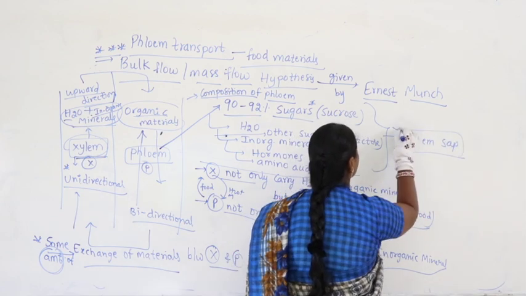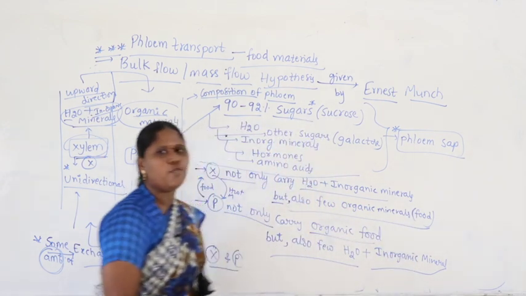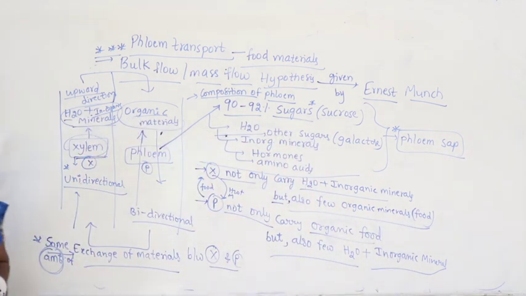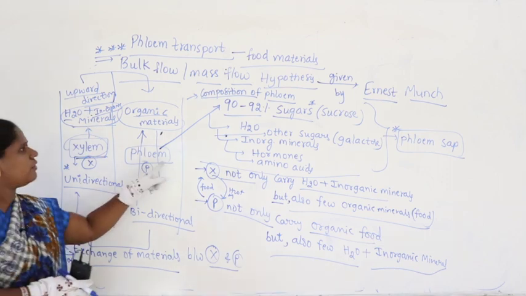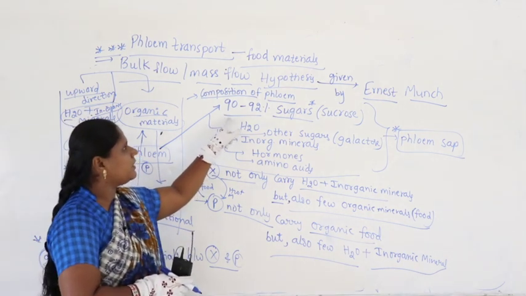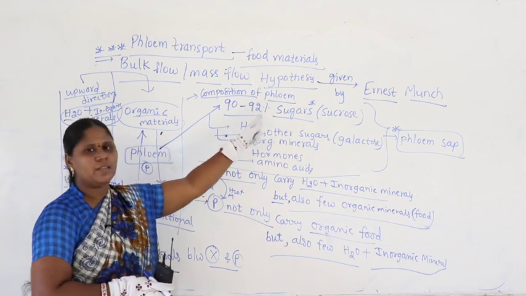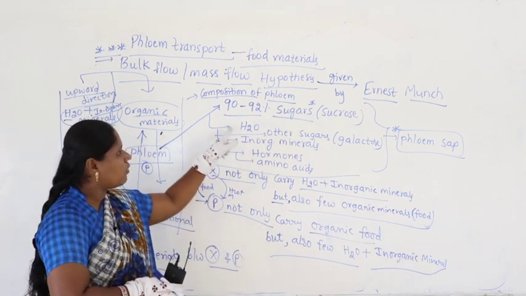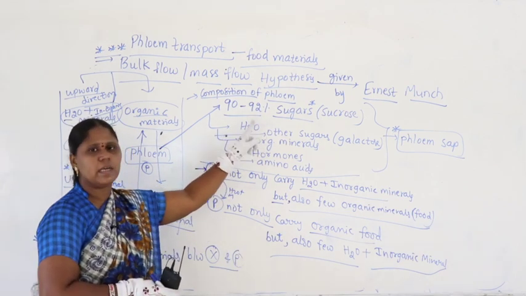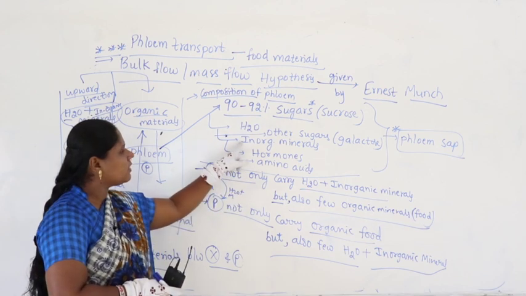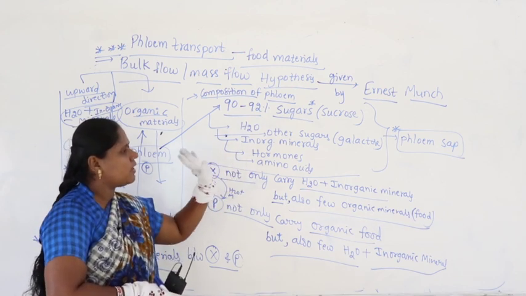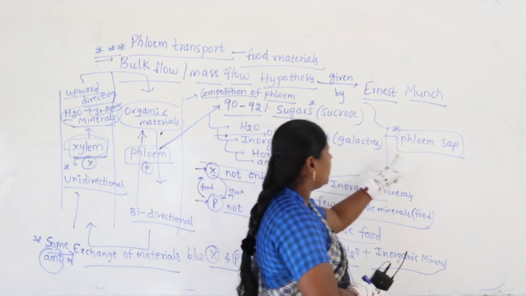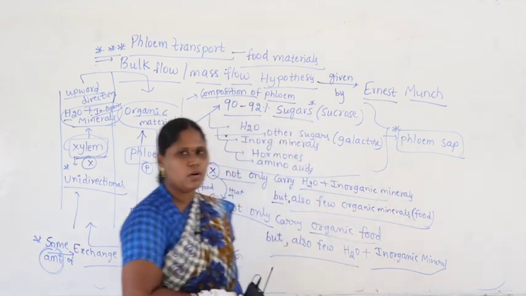What do we call this? That is called phloem sap. The fluid of phloem we call phloem sap. So what is the composition of phloem? Phloem mainly contains 90 to 92% sugars, that is mostly sucrose, water, other sugars like galactose, inorganic minerals, hormones, amino acids, which we call what? Phloem sap.